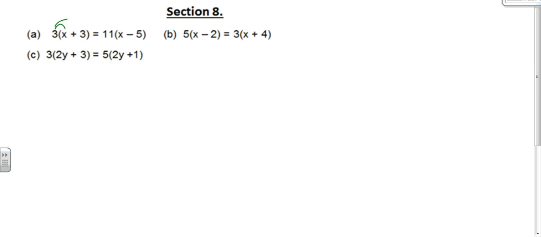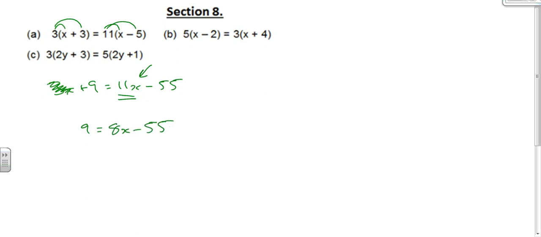We need to do 3 lots of x and 3 lots of 3. So that's going to be 3x plus 9, and that equals 11x minus 55. So just like the previous question, we've got more x's on this side. So I'm going to get rid of 3 of these x's. I'm going to get rid of 3 of these x's. So I've got 9 equals, if I get rid of 3 x's, I'm left with 8x over here, minus 55.